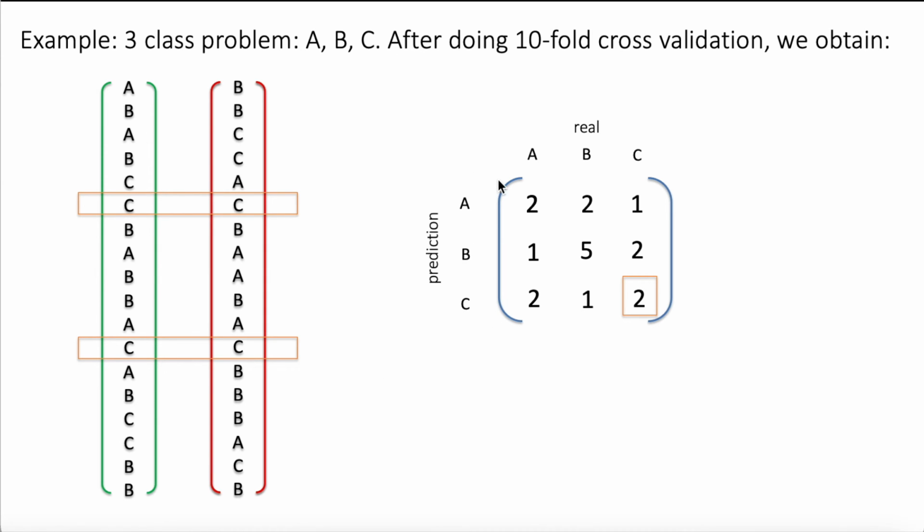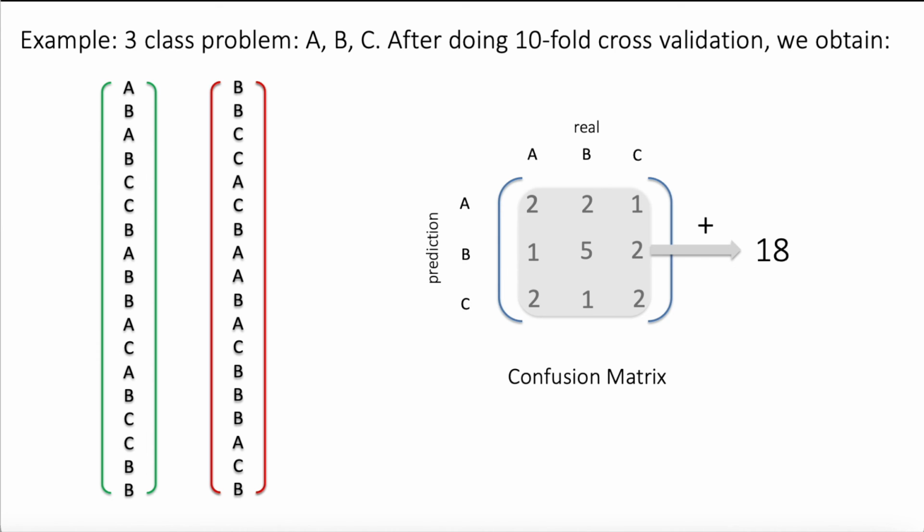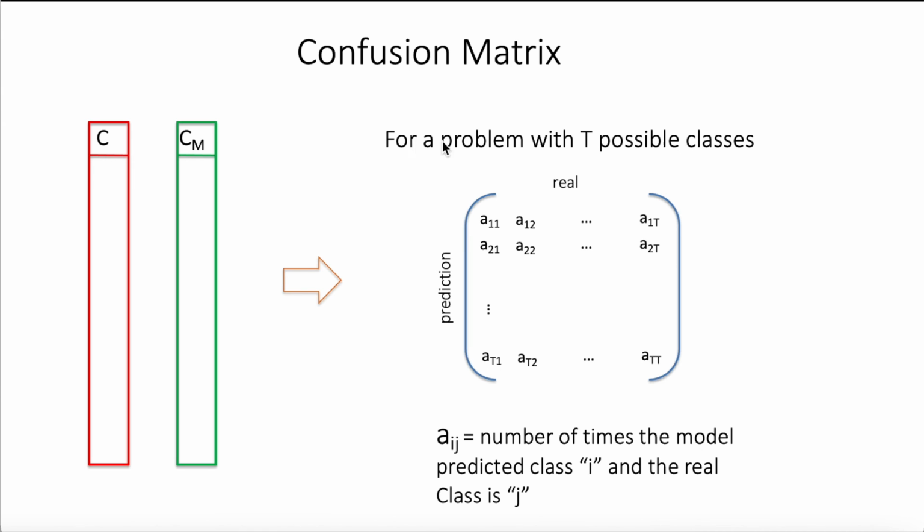So as you can see, the diagonal is where we want to be, and it's every time the model did a correct prediction, and any positions out of the diagonal are different types of errors. So this is the famous confusion matrix. And just to double check, you need to make sure that all the numbers sum up to 18, the same number of entries in our total training set.